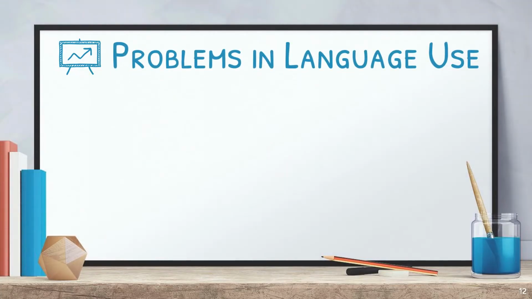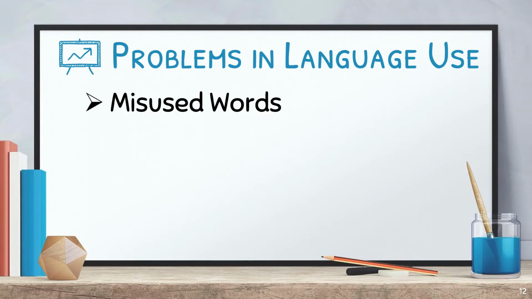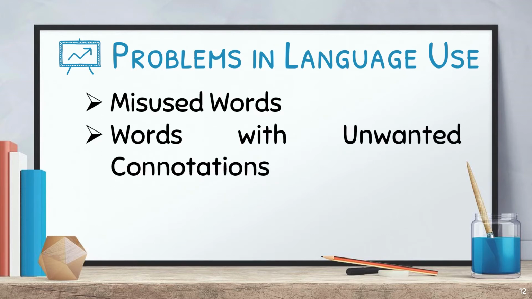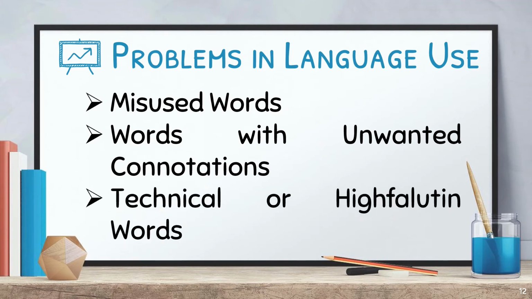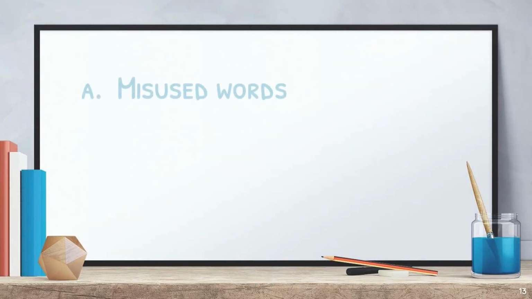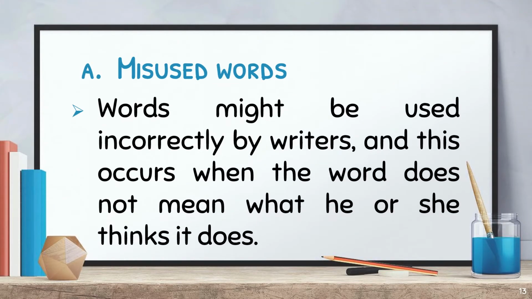These are some problems in language use that writers must avoid. First, misused words. Second, words with unwanted connotations. And third, technical or highfalutin words. In misused words, words might be used incorrectly by writers, and this occurs when the word does not mean what he or she thinks it does. So, it is vital to be certain of the definition of a word before using it.